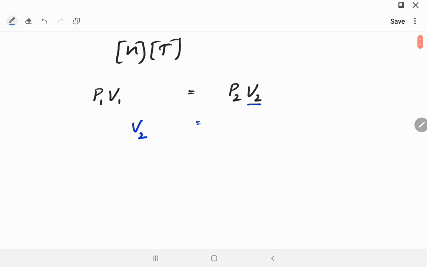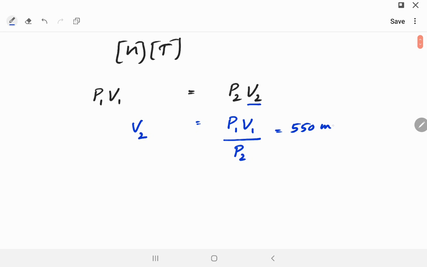So you need to get rid of P2. So you will cross multiply. So P2 is a numerator now, and when it goes to the other side after cross multiplication, it will be a denominator. So P1 V1 is unchanged, and then you will have P2 at the bottom, right? P2 at the bottom.